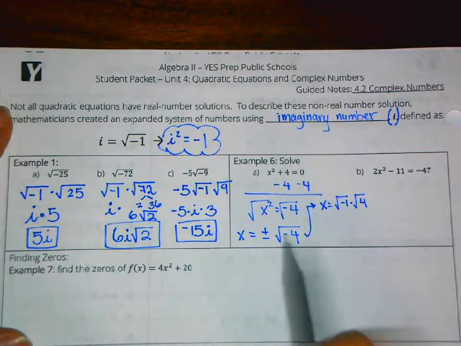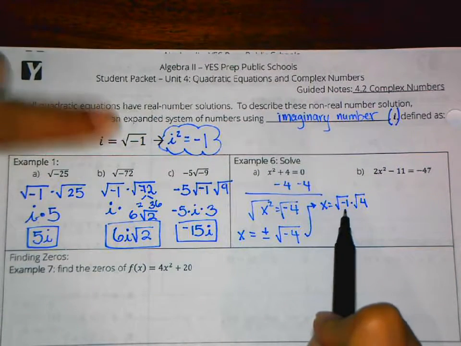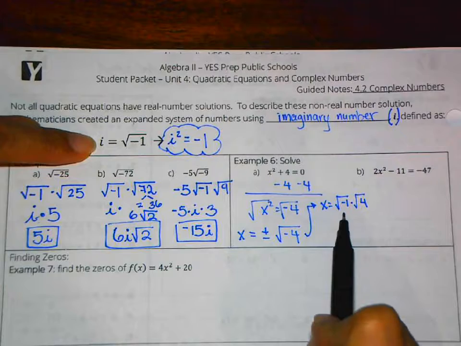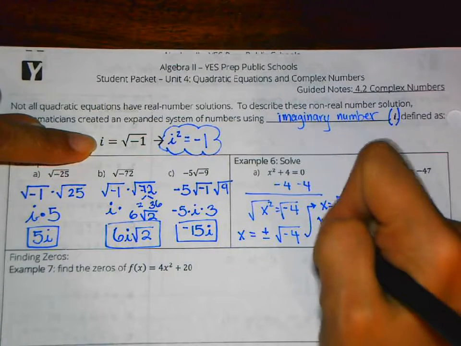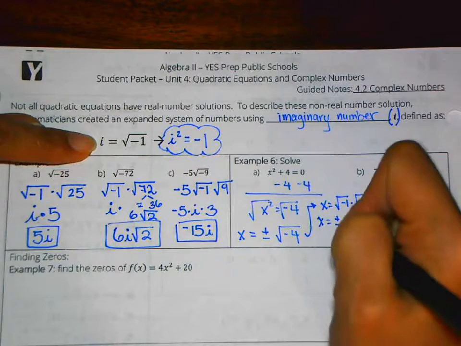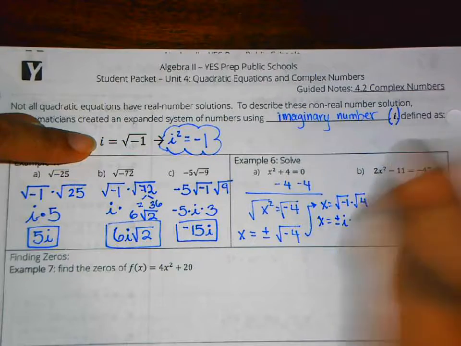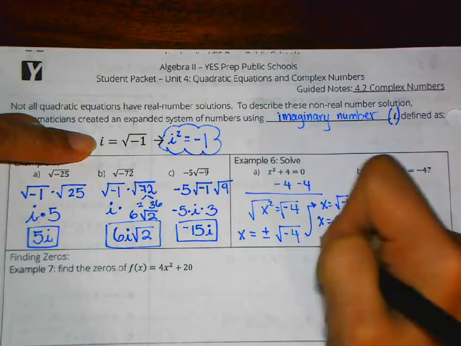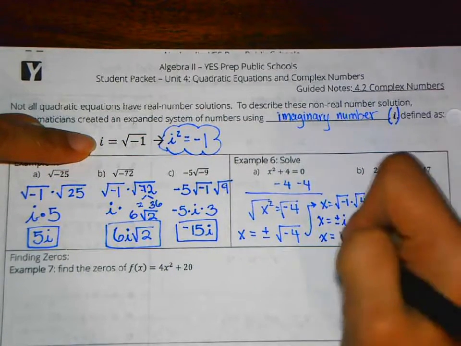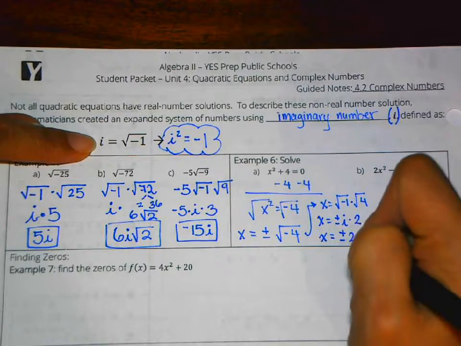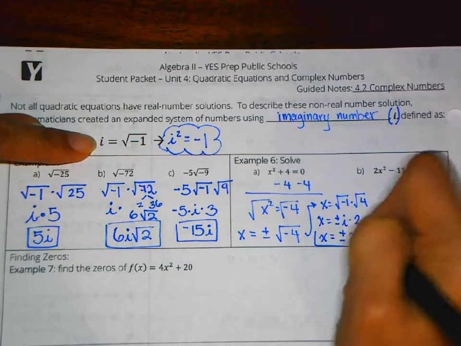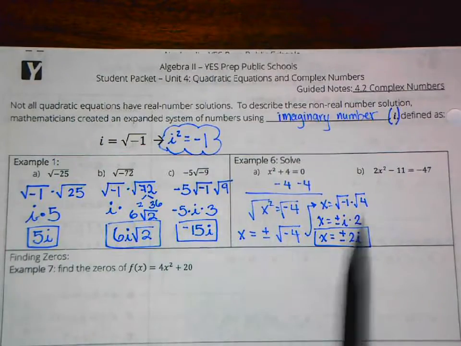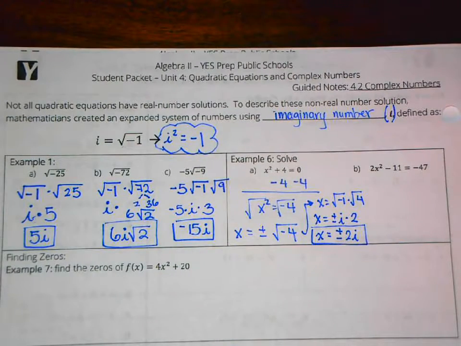Square root of negative 1, according to my definition, is my imaginary number i. So that means that x is equal to plus or minus i times square root of 4, which is 2. Rewriting it, x equals plus or minus 2i. We just solved an equation that involves an imaginary number. Give part B a try.